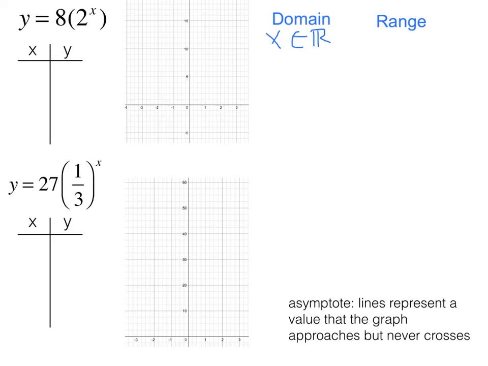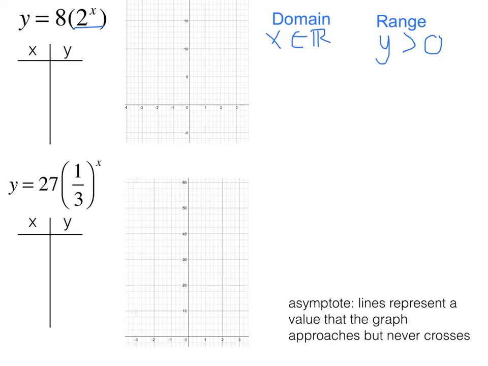The range, however, is going to have a restriction. There is no value you can plug in for x that will ever make 2 to the x power a negative number. Therefore, your y values are always going to be greater than 0. It's not greater than or equal to 0 because there's no way we can make this value a 0. So all of your values are going to be bigger than 0 here.